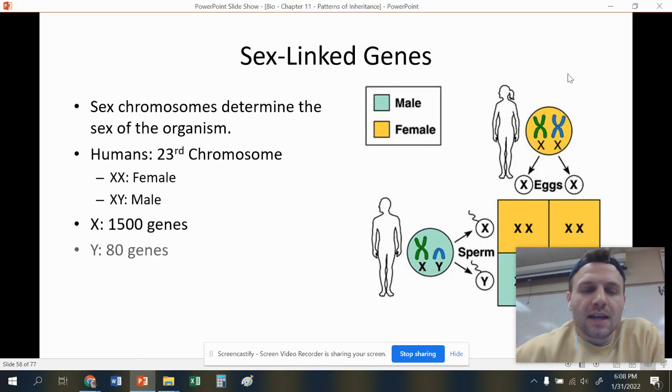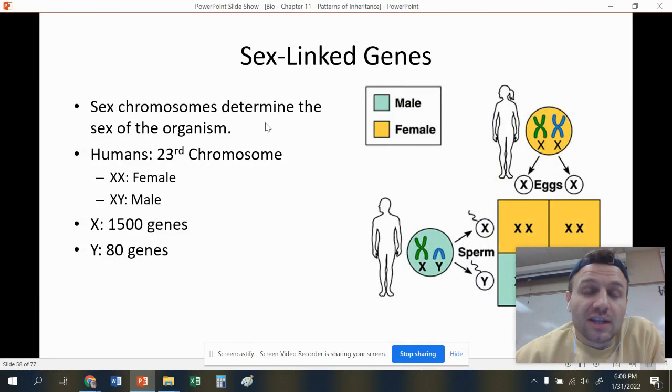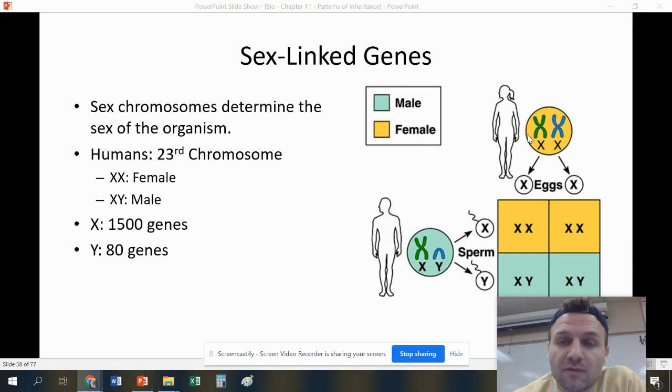All right, the next type of inheritance is going to be called sex-linked genetics. These sex-linked genes are going to be found on your sex chromosomes. So remember, males have an X and a Y chromosome, females have an X and an X chromosome. So males only get one X, females have two X's. We see more sex-linked genetics being found on the X chromosome just because it's larger and it has more genes. You can see here the X chromosome has about 1,500 genes. The Y chromosome only has about 80 genes.